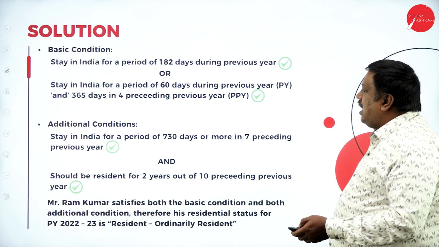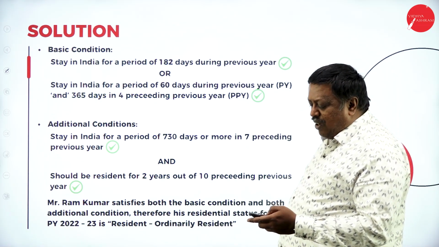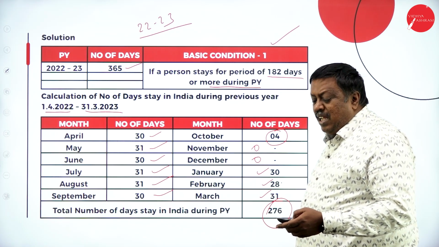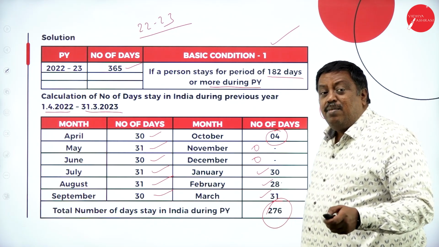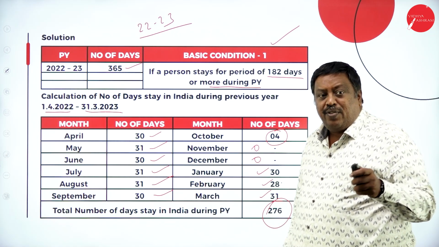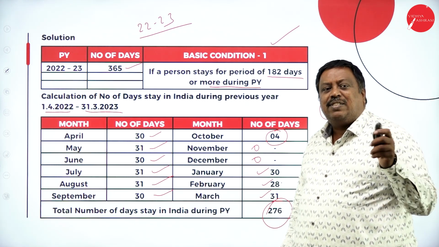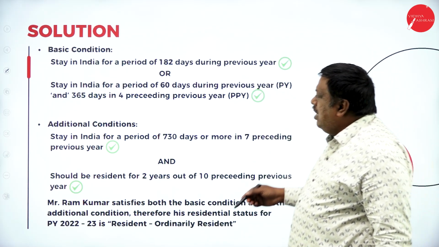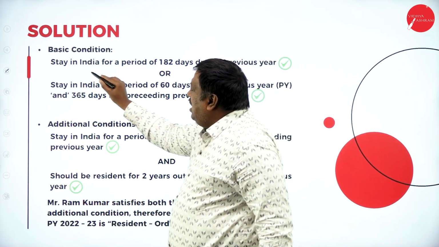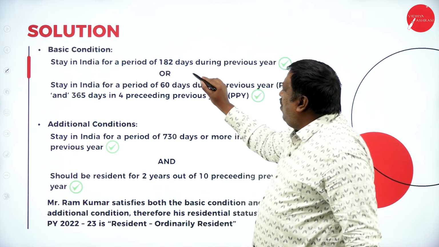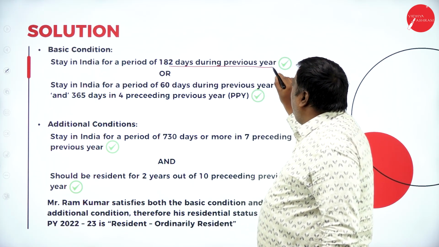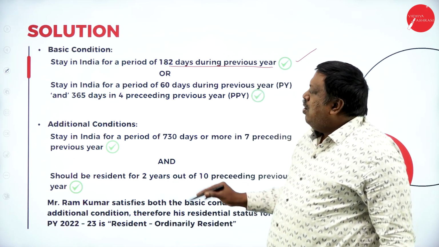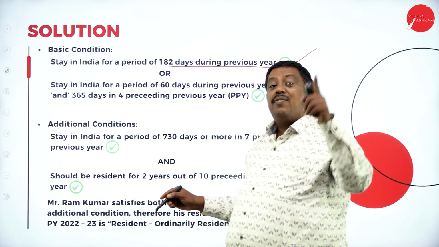What is second basic condition? If I've satisfied the first basic condition, automatically they're going to call me as a resident, and I've left India for the first time on 5th October 2022. Automatically, I've satisfied second basic condition also. So what is the solution? What is the basic condition we have here? Stay in India for a period of 182 days or more during previous year. So I've satisfied my first basic condition. What is second one? I left India for the first time.